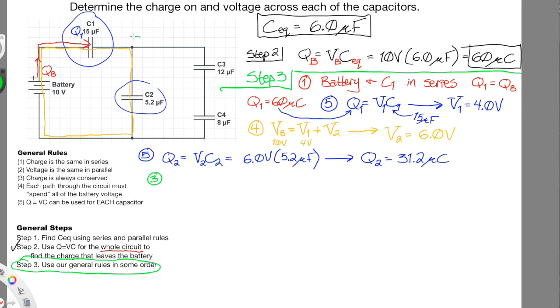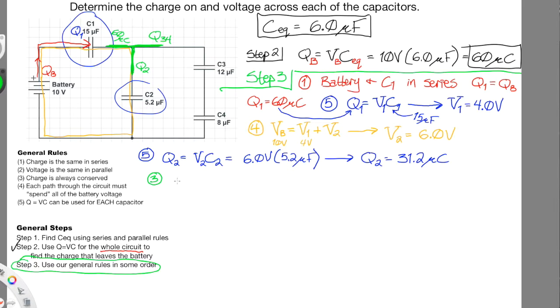So at this junction right up here that I've circled in green, we've got charge coming in. We've got that whole 60 microcoulombs coming in, and some of it will go this way, down towards capacitor 2, and the rest of it will have to go this way. So some of it went down towards capacitor 2, and some of it is going to go towards capacitors 3 and 4. So I'll call that Q34, because capacitors 3 and 4 are on this branch.